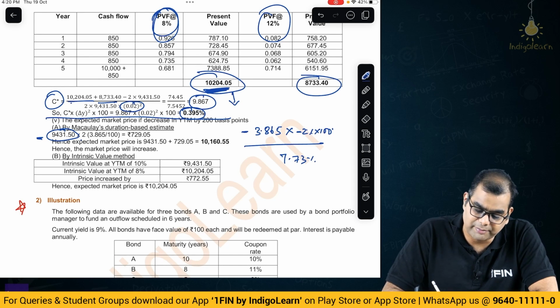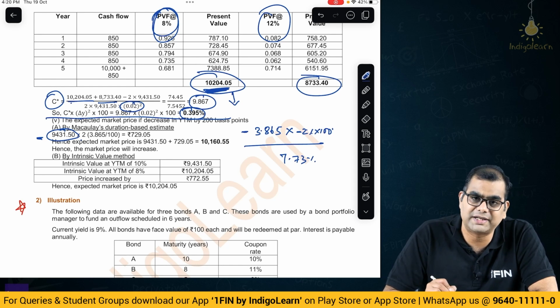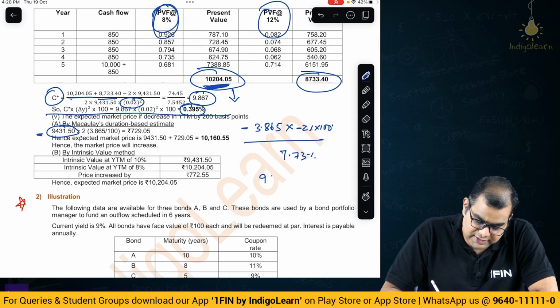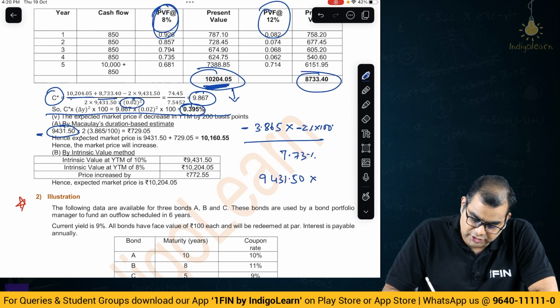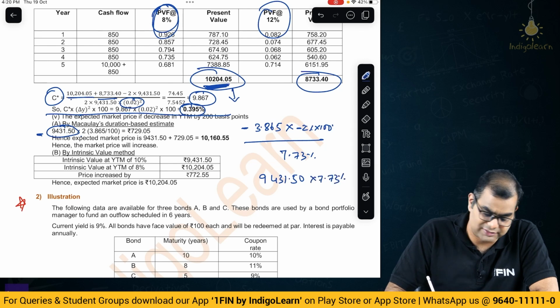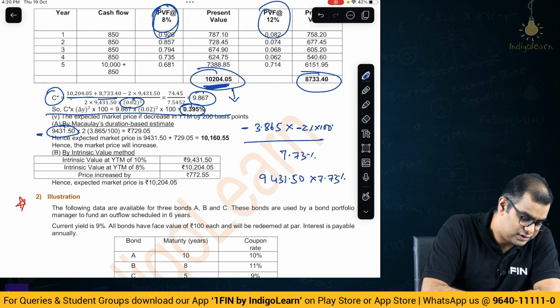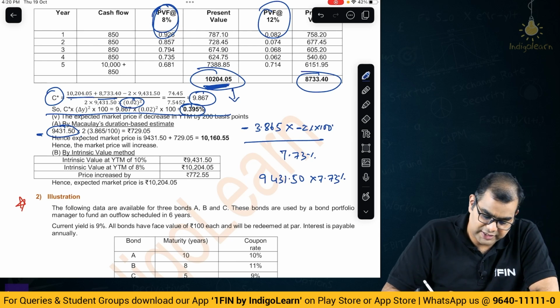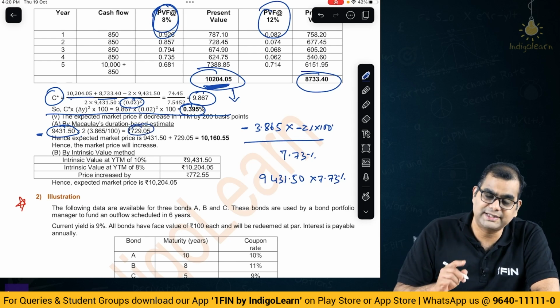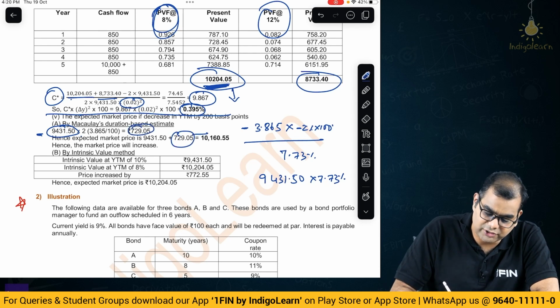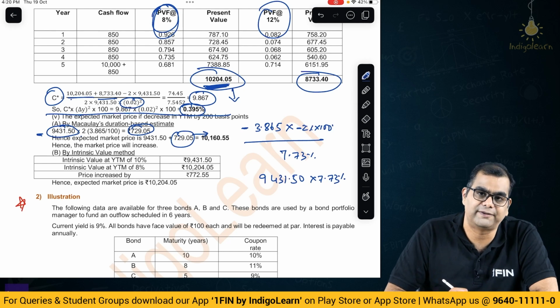And because you multiplied minus into minus, you get plus. Why is it a plus? Because when the yield decreases, price increases. So your old price 9431.50 into 7.73%. You get a value of 729.05. So the price has increased by 729.05 to get 10160.55.